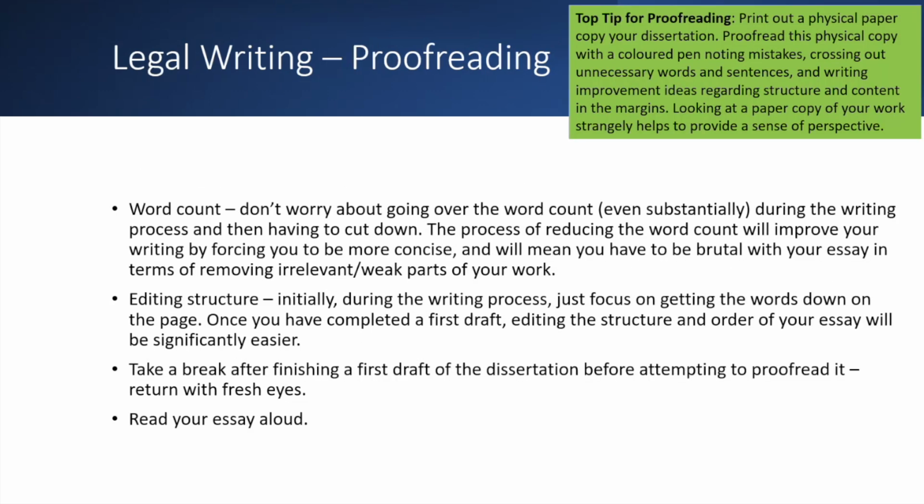Now, proofreading. Top tip for proofreading is printing out a physical paper copy of your dissertation. Proofread this physical copy with a coloured pen, noting mistakes, crossing out unnecessary words and sentences, and writing improvement ideas regarding structure and content in the margins. I think that looking at a paper copy of your work strangely helps to provide a sense of perspective, just taking it off the screen, seeing it on paper, going through it with a red pen. I find it also really helps checking your structure, checking how everything fits together and flicking back and forth throughout your piece of writing.